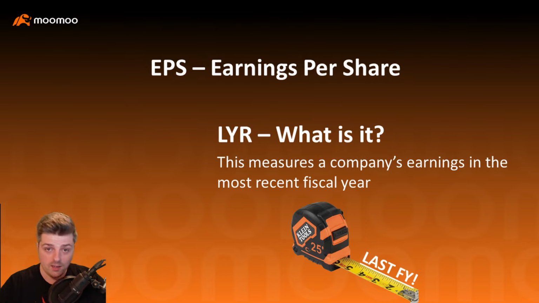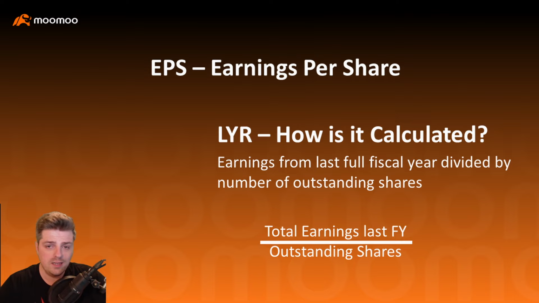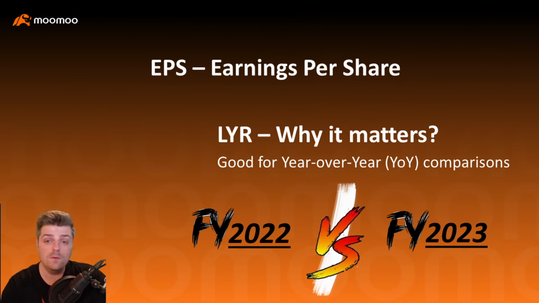EPS LYR stands for last year. This measures the earnings per share for a company's most recent fiscal year. How it's calculated is that it uses the earnings figures reported in the most recent full fiscal year and divides it by the number of outstanding shares. And why does it matter? Well, it's useful for comparing the company's performance year over year, but it might not reflect the most recent fiscal trends if the fiscal year ended some time ago.